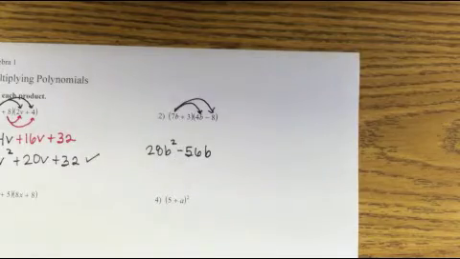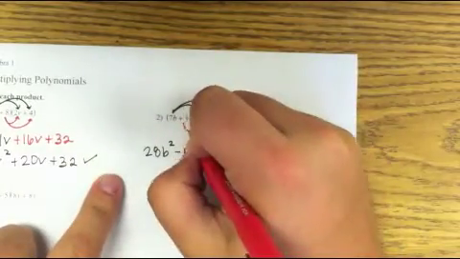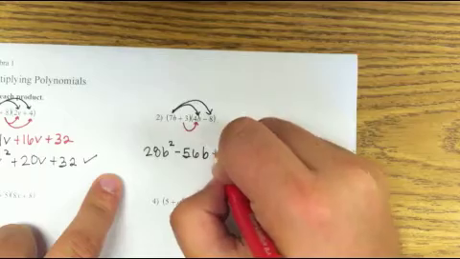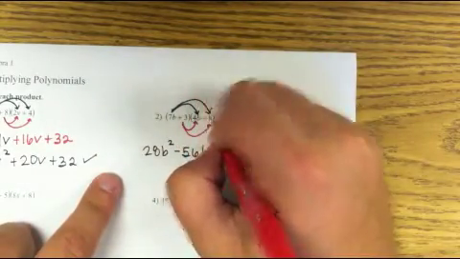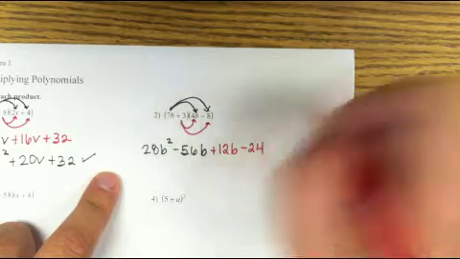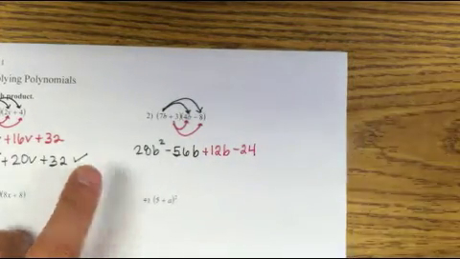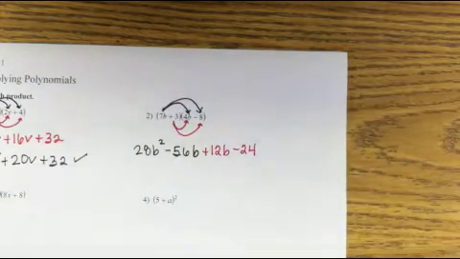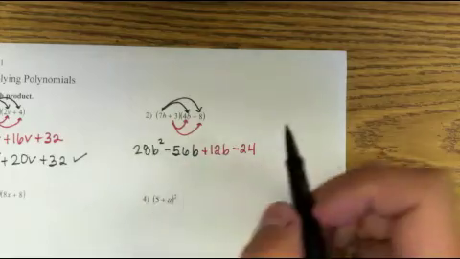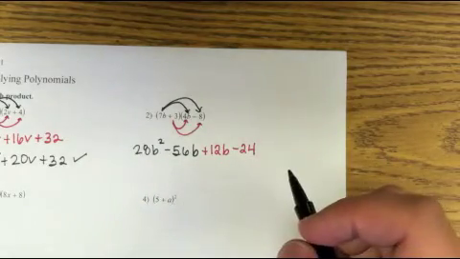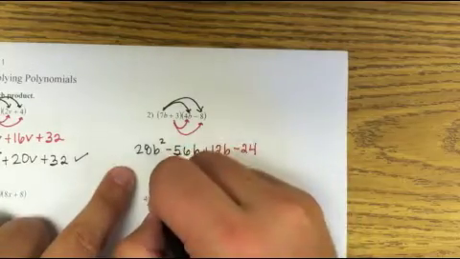Now let's distribute the other side, the 3. 3 times 4b is a plus 12b. And 3 times negative 8 is a negative 24. Now the problem is turned into an addition or subtraction problem, so we need to combine like terms. I've got 28b squared here. Are there any other b squareds? No, so just drop it down.